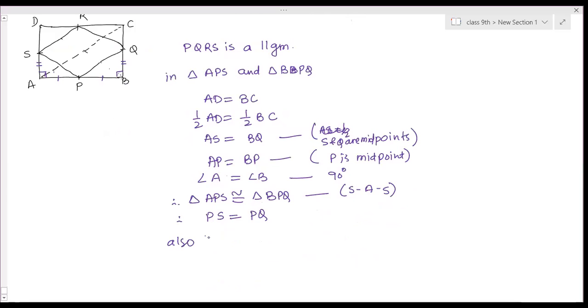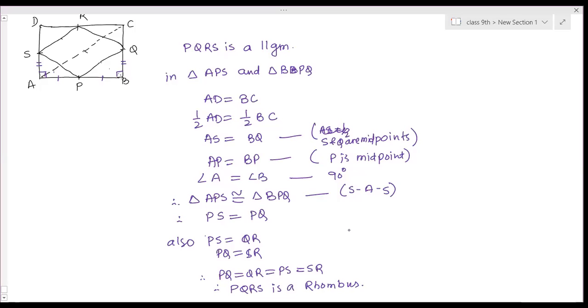Also, PS is equal to QR and PQ is equal to SR. So therefore PQ is equal to QR is equal to PS is equal to SR. Therefore PQRS is a rhombus.